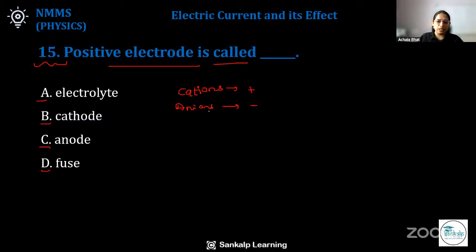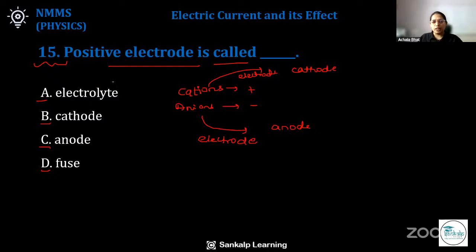anion. Here, electrodes which attract cations are called as cathode, whereas electrodes which attract anions are called as anodes.